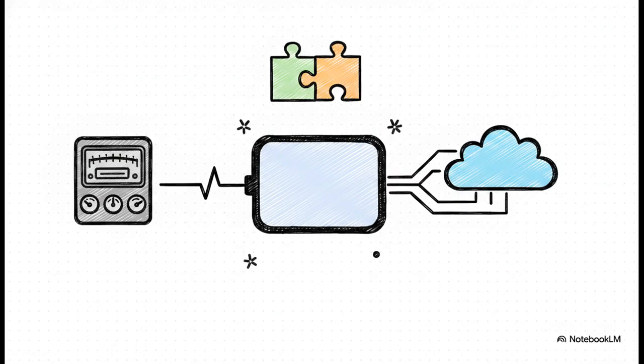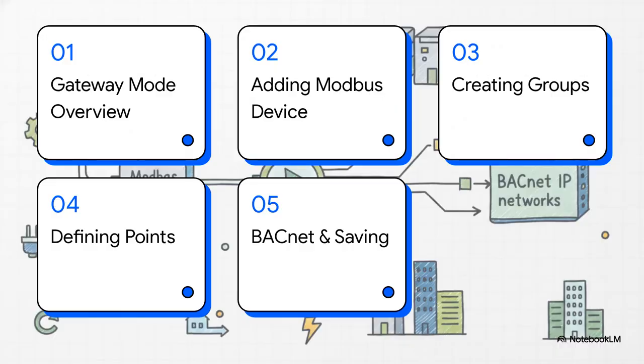And on the flip side, we have BACnet IP. That's the language of the modern building network, sitting right on an IP network. Essentially, our NewroCon device is acting as the ultimate diplomat, completely eliminating the protocol barrier between these two very different worlds.